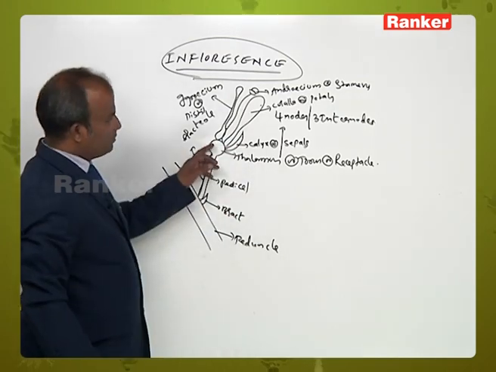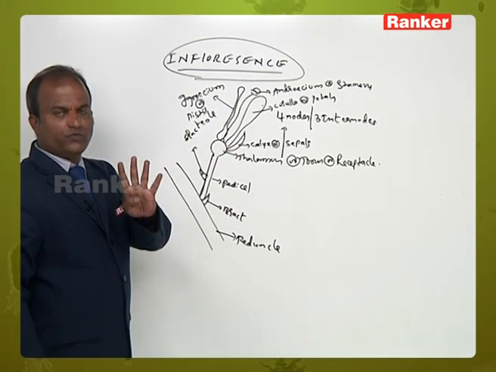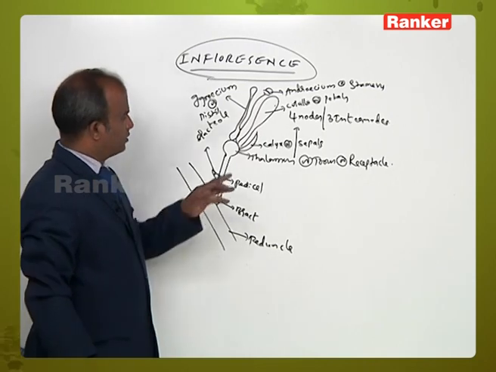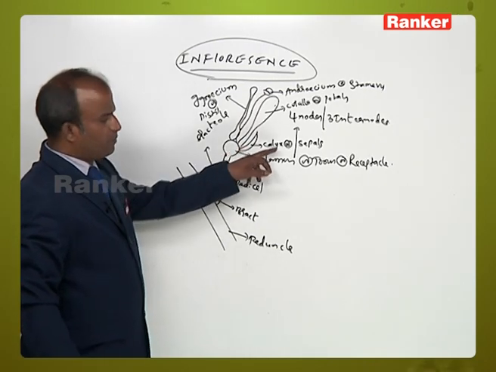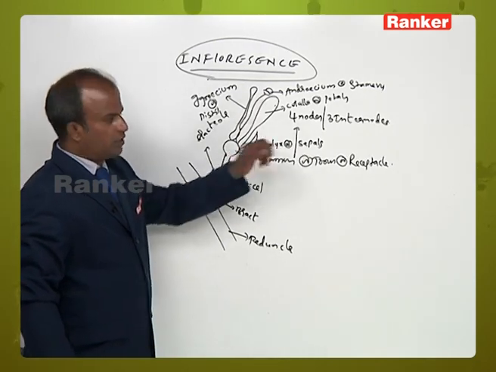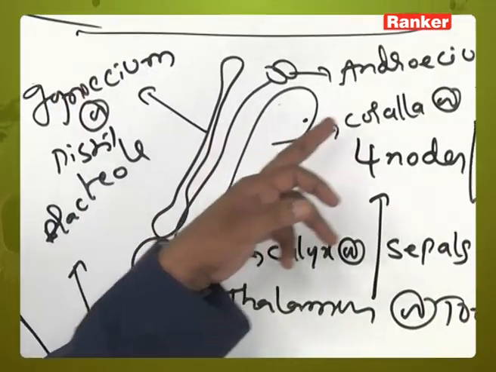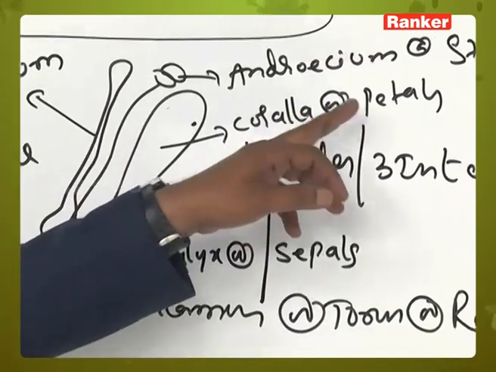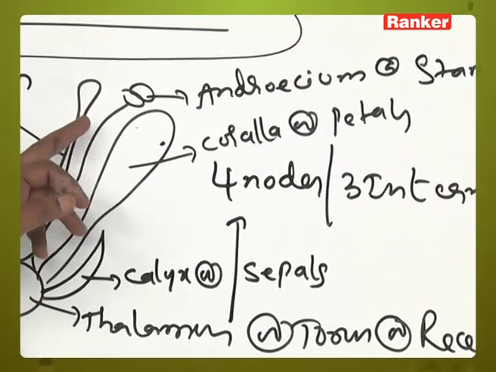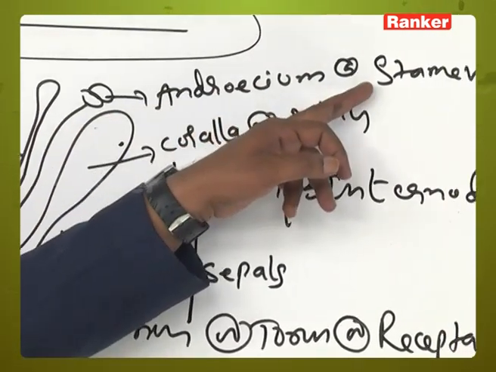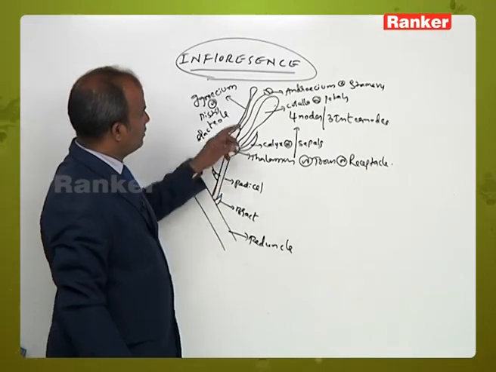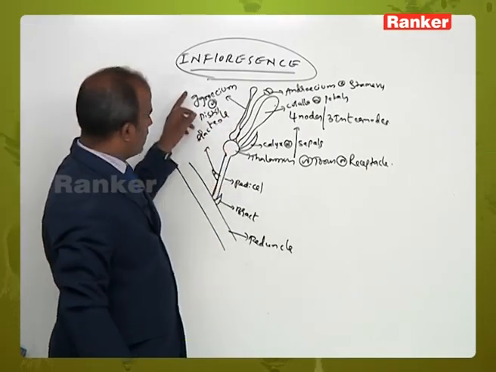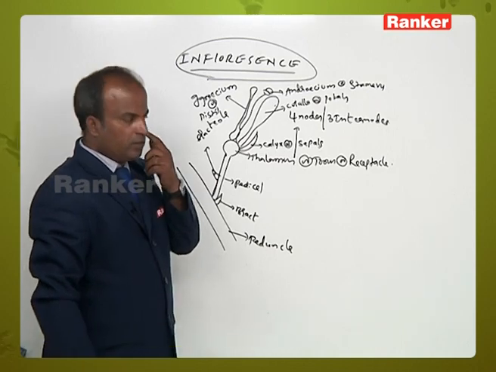So here thalamus is differentiated into 4 nodes and 3 internodes. First node is occupied by calyx, in floral whorl called sepals. Second node is occupied by corolla, in floral whorl called petals. Third node is occupied by androecium, also called stamens. Fourth node is occupied by gynoecium, also called pistil.